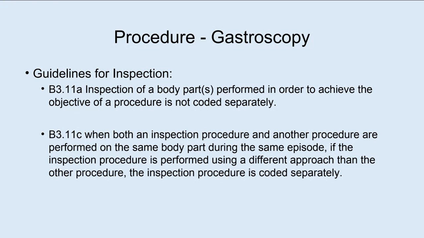So here's another guideline. This really applies to this case. B3.11c: when both an inspection procedure and another procedure are performed on the same body part during the same episode, if the inspection procedure is performed using a different approach than the other procedure, this is the crux of it, the inspection procedure is coded separately. So in this case, a gastroscopy was performed followed by an open hemigastrectomy during the same episode of care, the ER visit and the surgery. One was endoscopic and one was open. So in this case, you can report both.